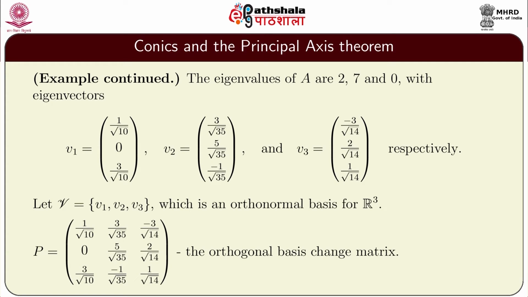Easy computation shows that eigenvalues of A are 2, 7 and 0 with eigenvectors v1, v2, v3 such that v1 is given by the vector 1 by root 10, 0, 3 by root 10, v2 is 3 by root 35, 5 by root 35 and minus 1 by root 35, and v3 is minus 3 by root 14, 2 by root 14 and 1 by root 14. And this is an orthonormal basis for R3.